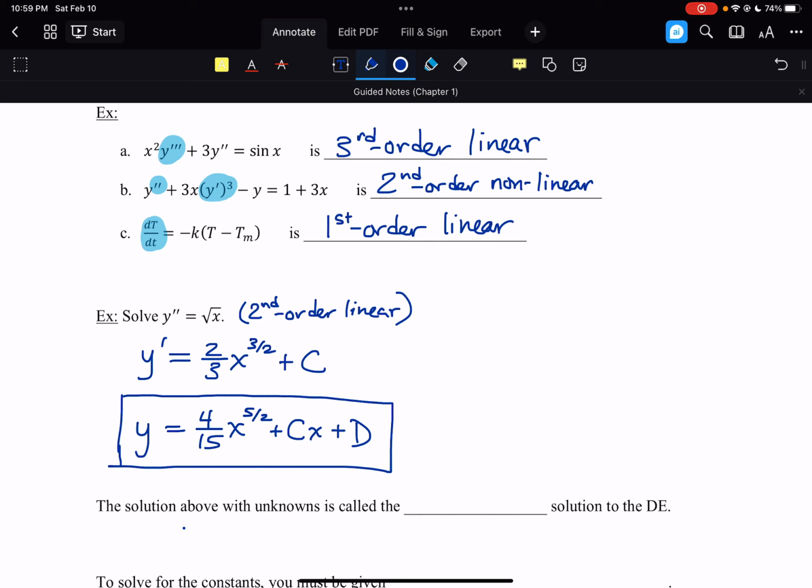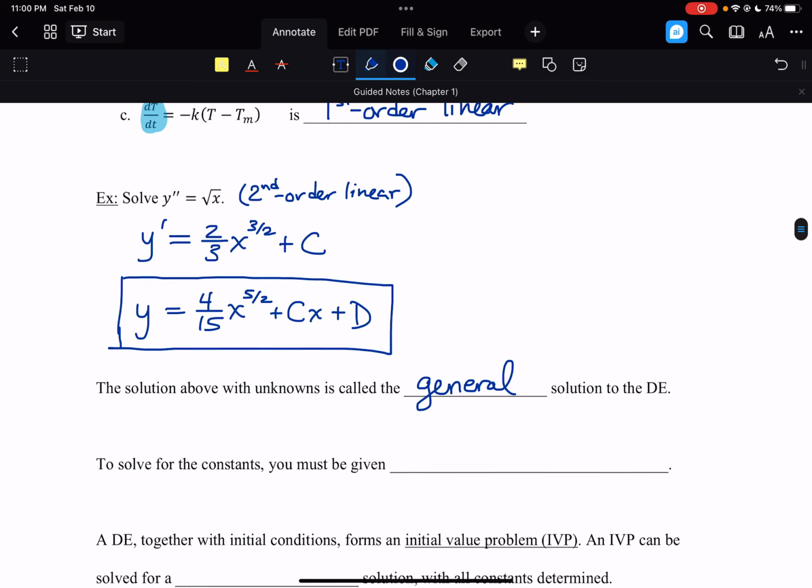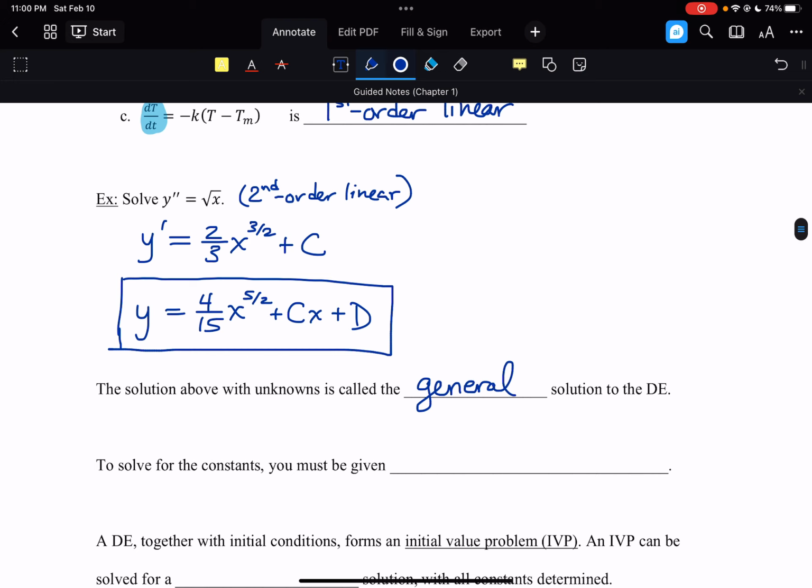So now, of course, the solution above here has two unknown values in it, as it is when you take indefinite integrals or just take general antiderivatives. So this is what we call the general solution to the differential equation. If we want to solve for those constants and figure out what those specific values would be, we have to be given initial conditions.